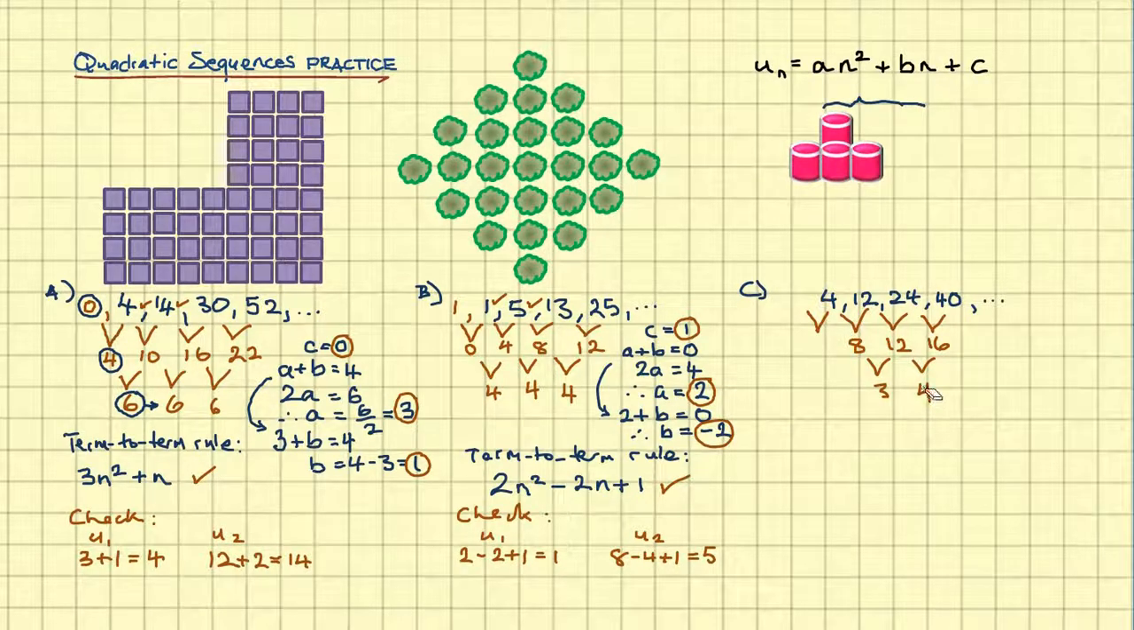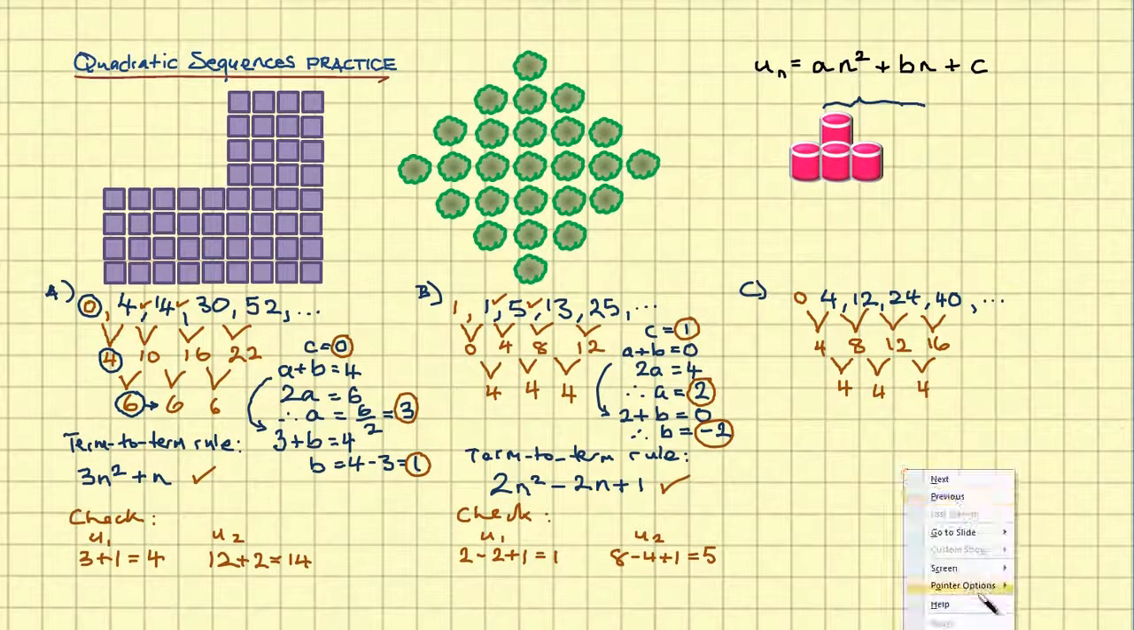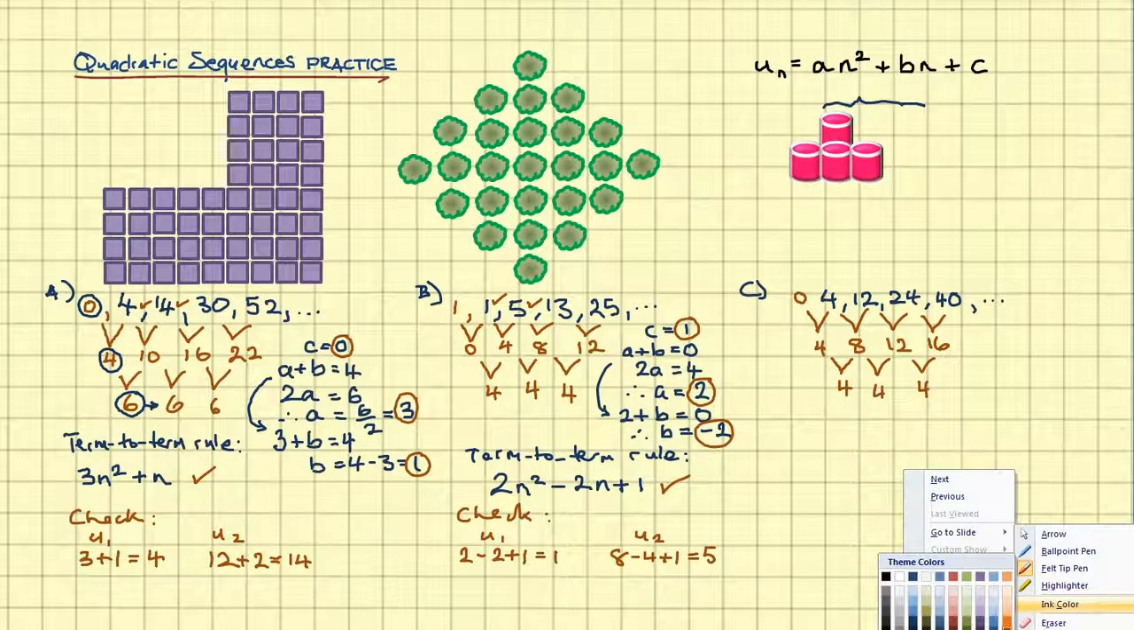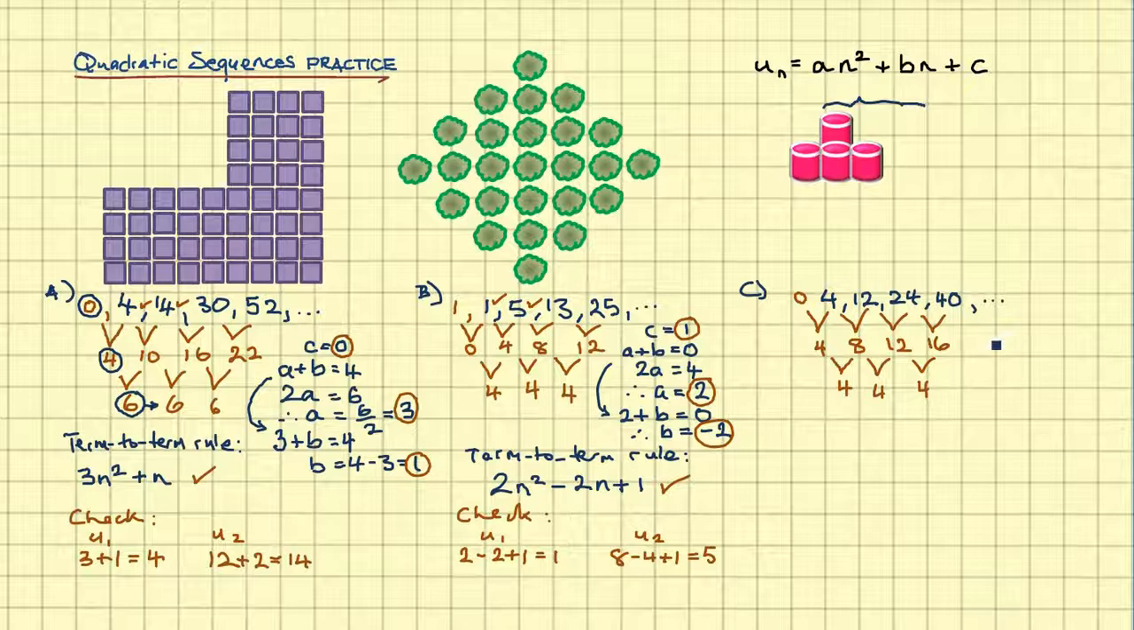So that gives me a second difference of 4. So in other words, what I'm going to get here is 8 subtract 4, 4. That gives me my A plus B value. And 4 subtract 4 gives me my 0 term, which is C of 0. Good. And the second difference is 4 as well. Okay, now I can do my algebra.